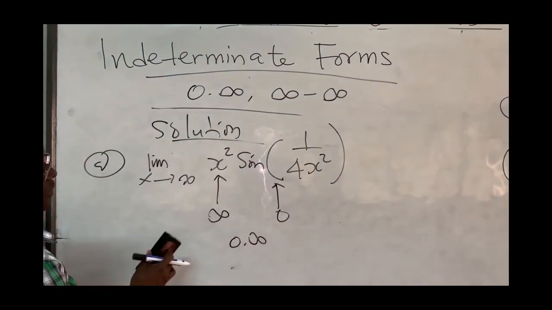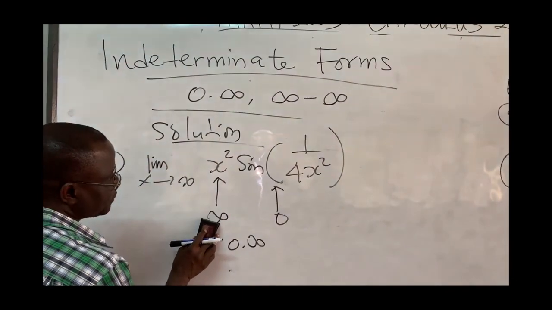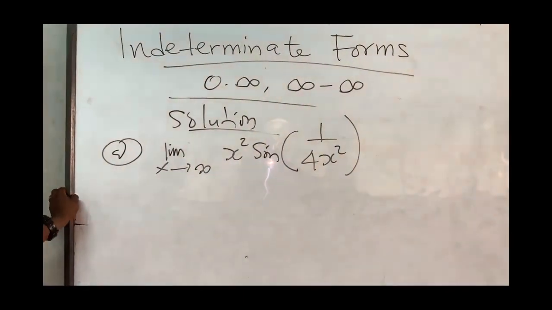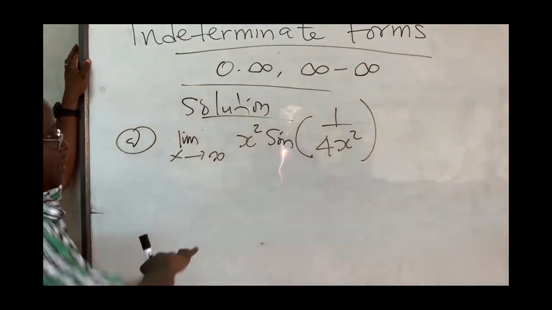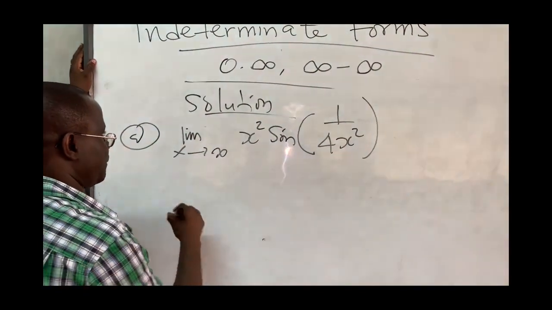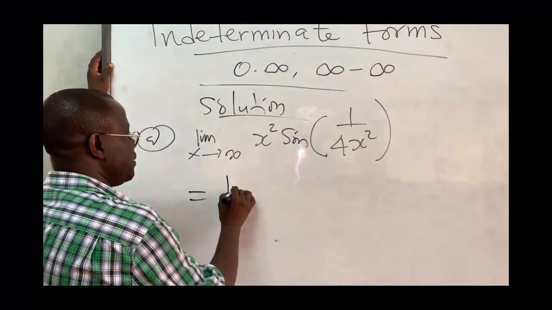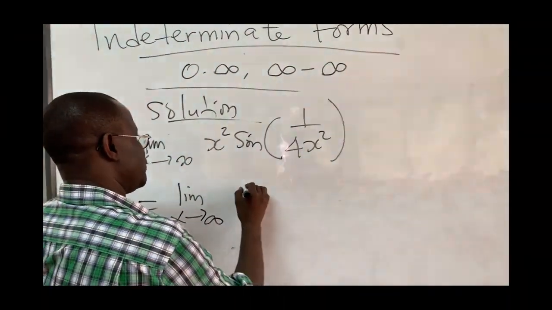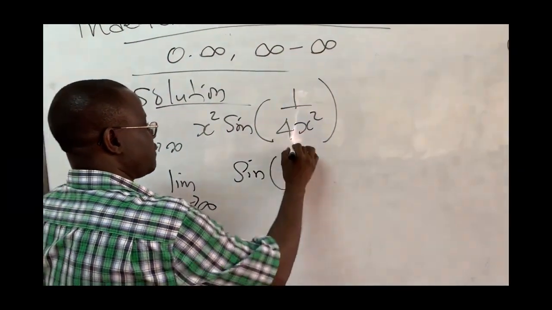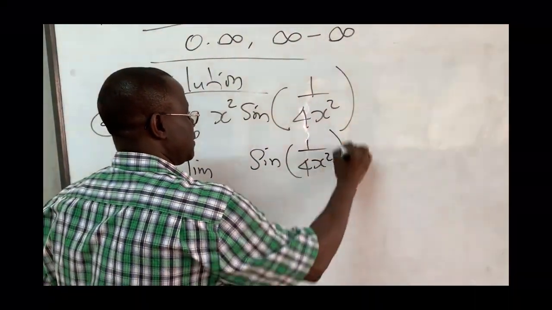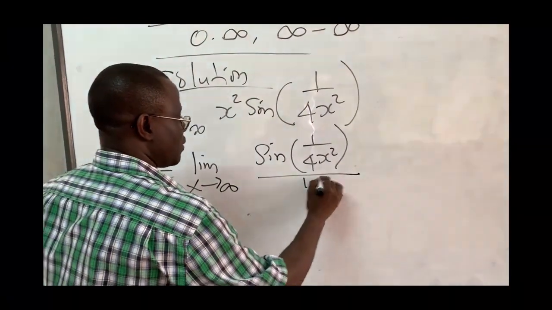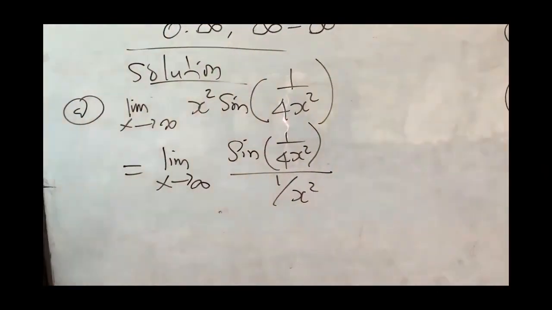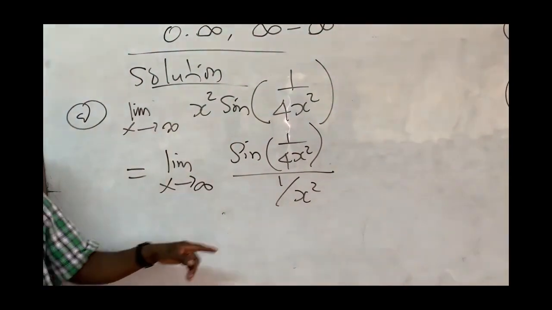Because it's of this form, you can rewrite it so that it looks like a fraction, like a quotient. So you can rewrite this to be the limit as x goes to infinity of sine of 1 over 4x squared divided by 1 over x squared. So this is the same as that.